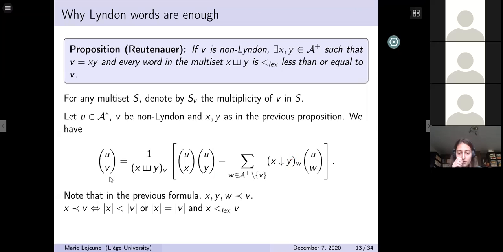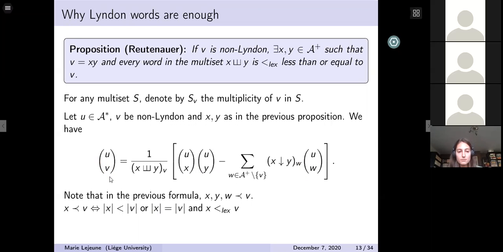And you can note that if you look at the radix order, so just to recall, the radix order is the following: x is smaller than v if either x is smaller than v in length, or they have the same length, but then x is smaller than v for the lexicographical order. So if you look at this order, all the words that appear here, x, y, and w, for all the w of the infiltration, all these words are smaller for the radix order, smaller than v.